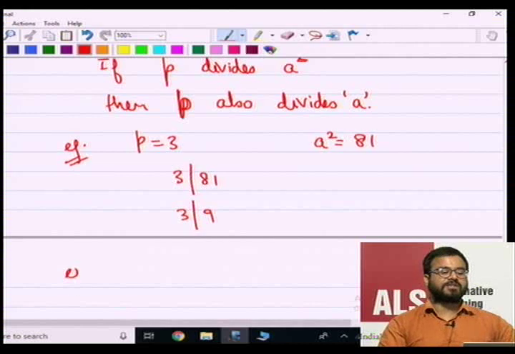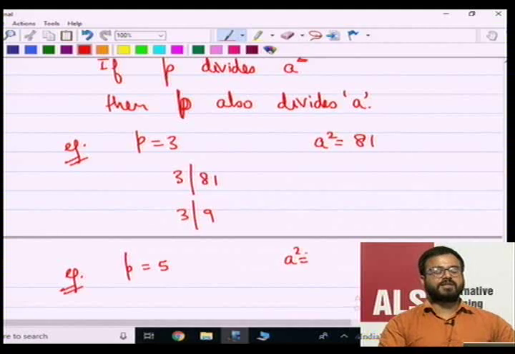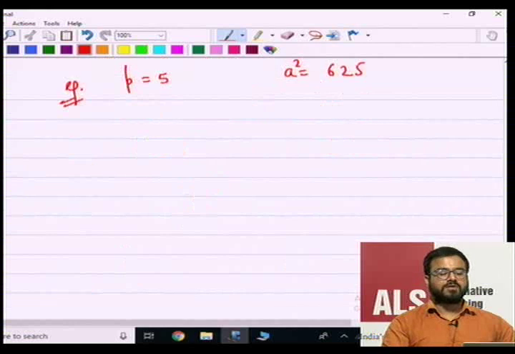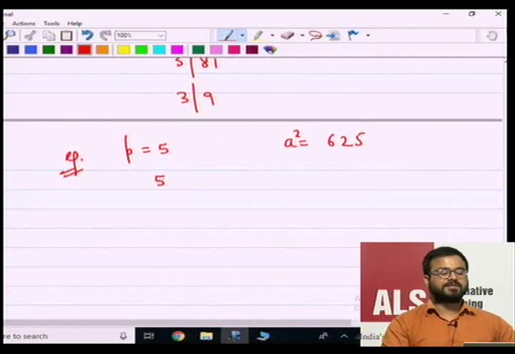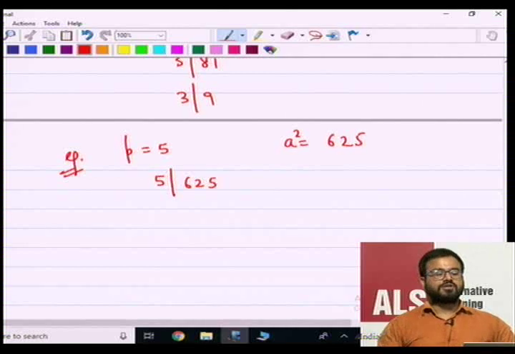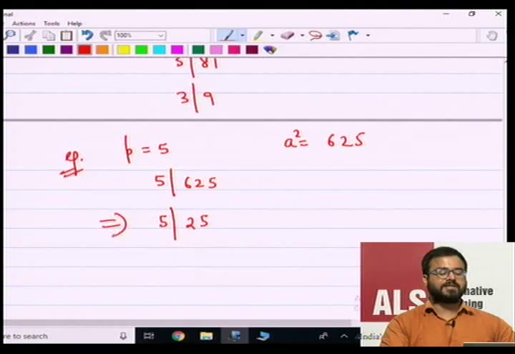We can take one more example. Let's say P is equal to 5 and A square is equal to 625. So we know that 5 divides 625. The square root of 625 is 25, so 5 also divides 25. It implies that 5 also divides 25. That is the meaning.